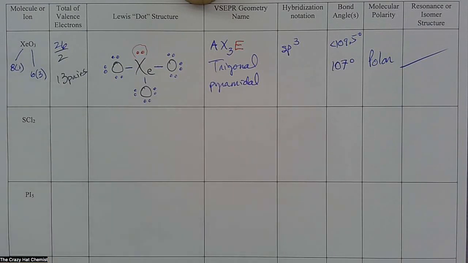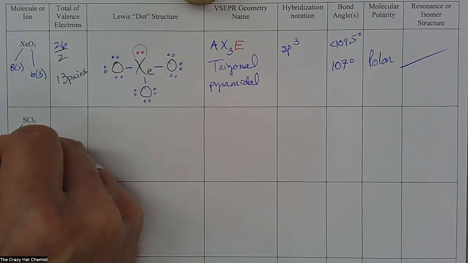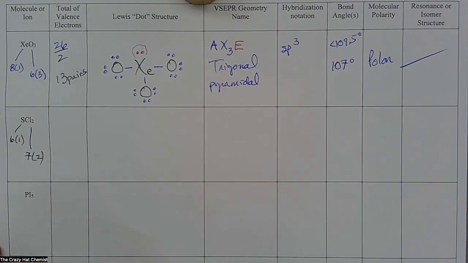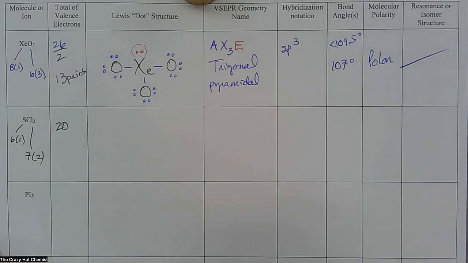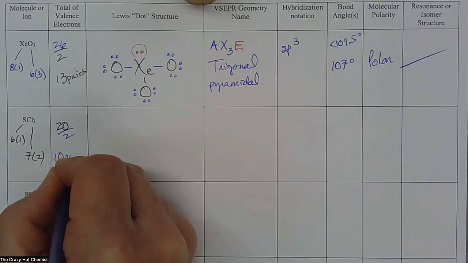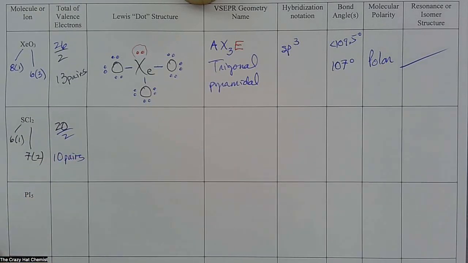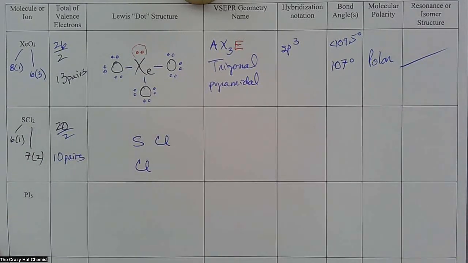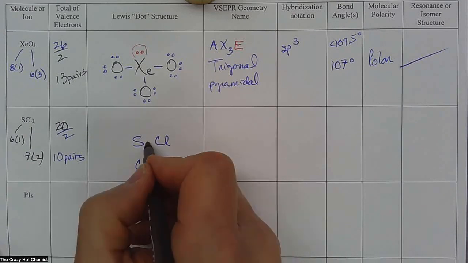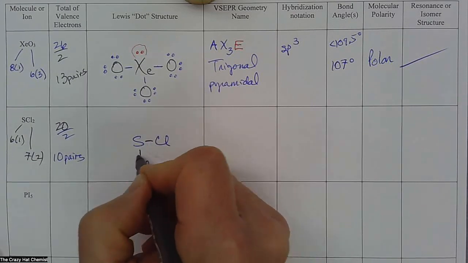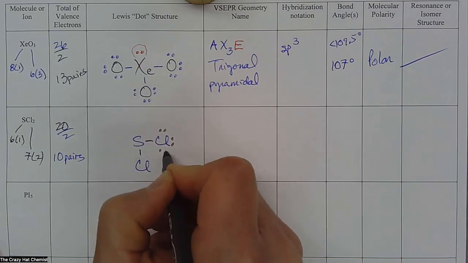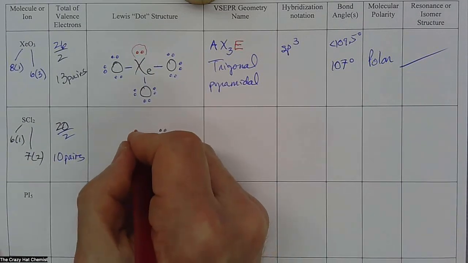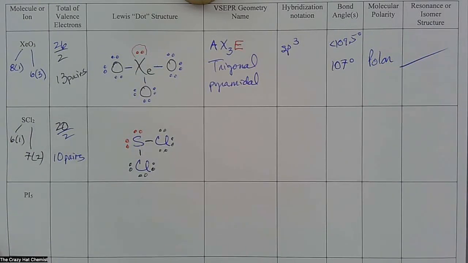Next one is a sulfur, and that has 6 valence electrons. There's one of those, chlorine, 7, and that's 2. I'm going to add all that up. That gives me 20, and I'm going to, of course, divide this by 2, and I get 10 pairs. And the least electronegative goes in the middle, that's sulfur. The chlorine and chlorine, those go just like the face of a clock, 3 o'clock and 6 o'clock. Bonding pairs at first. So that's 1, 2, 3, 4, 5, 6, 7, 8, and 9, and 10. Perfect. That one's done also.